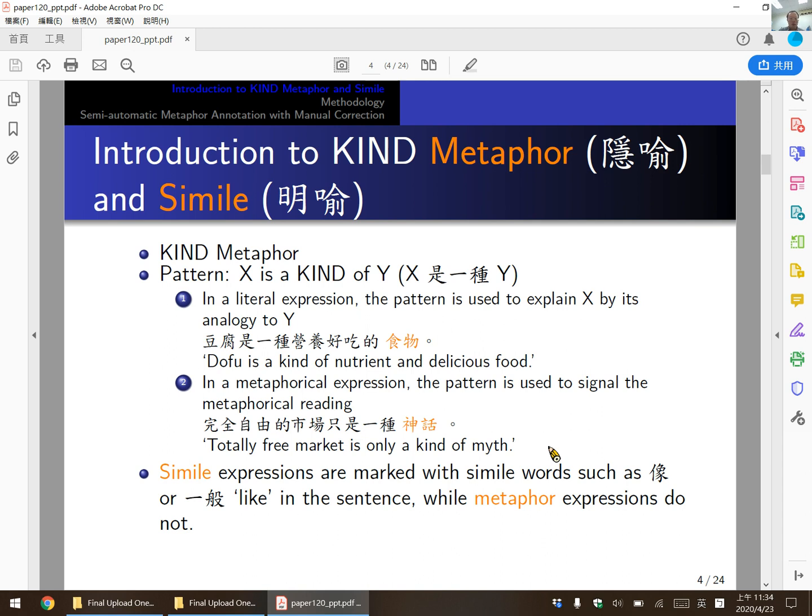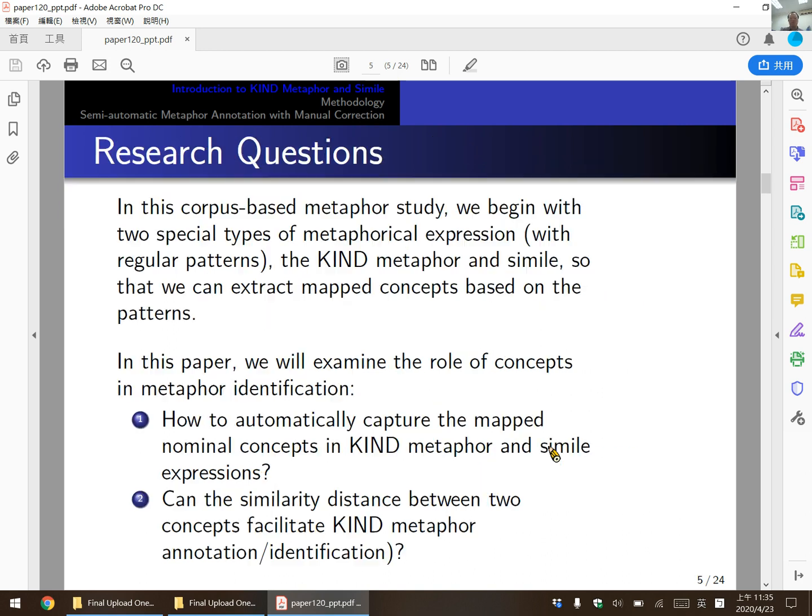Now let's go to the simile expression. Here, simile expressions are marked with simile words such as 像 or 一般, like in the sentence, whereas the above chi-metaphor expression does not have such simile words. Okay, basically that is the introduction of chi-metaphor and simile.